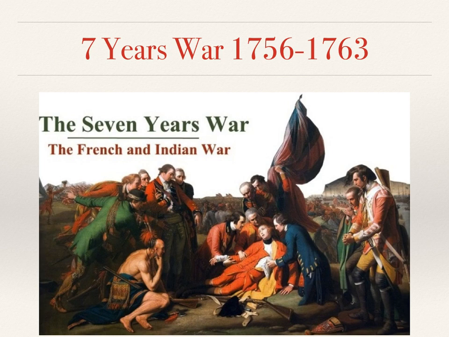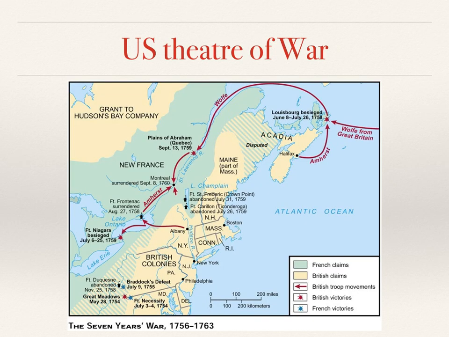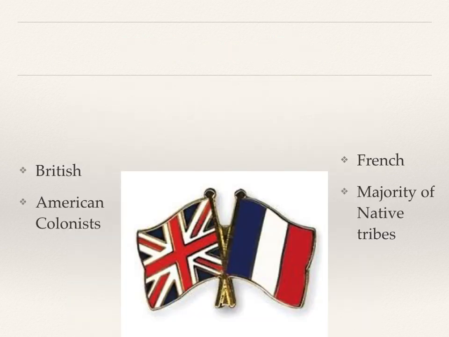So what was the 7 Years' War? Well, there were many areas where the war took place, but for our study, we only need to focus on the fighting that happened here in America. Here it was a war between the combined forces of the British and the American colonists against the French and the majority of the native tribes.